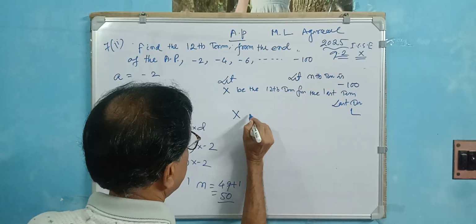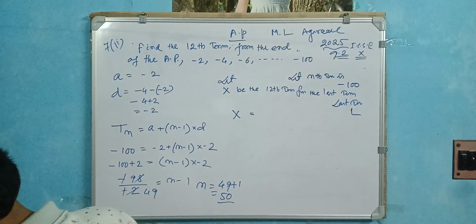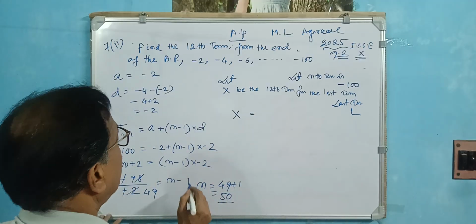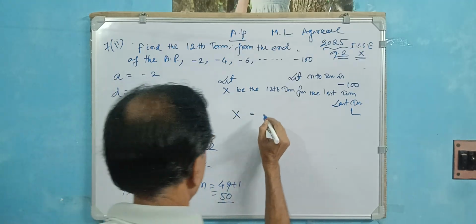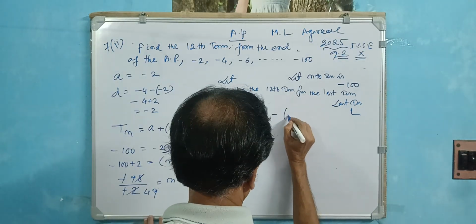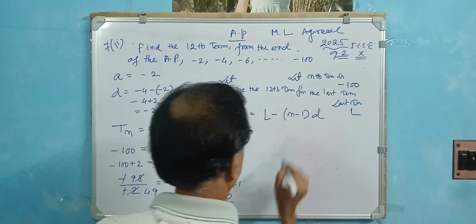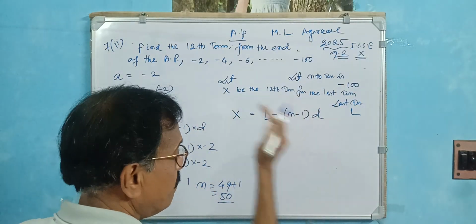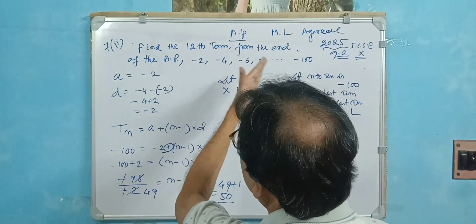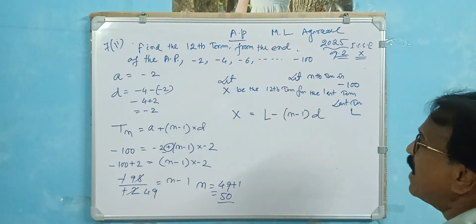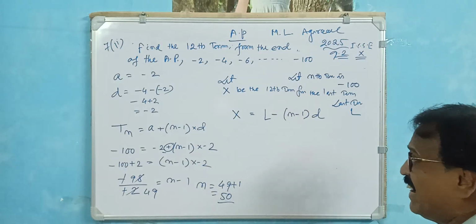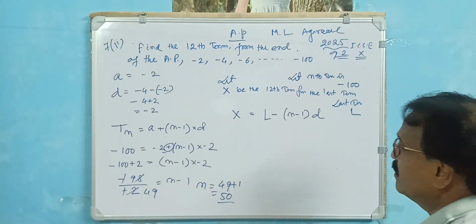So now x is equal to, same as before, but here it is plus. The formula is: from the start it is plus, but from the last term, L minus n minus 1 into d. From the front the common difference is added. From the last term, the common difference is subtracted. So for the last term L, x equals L minus n minus 1 into d.